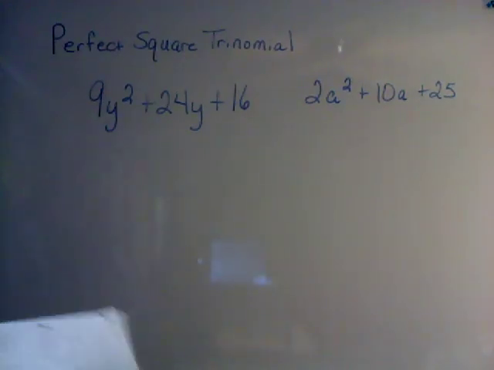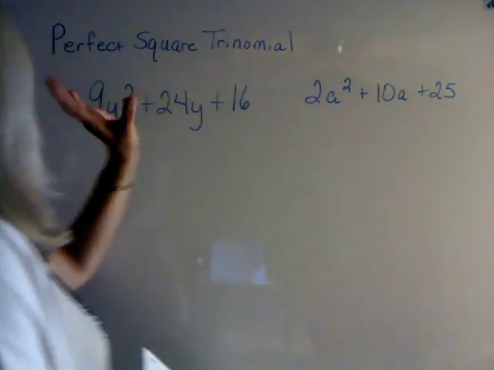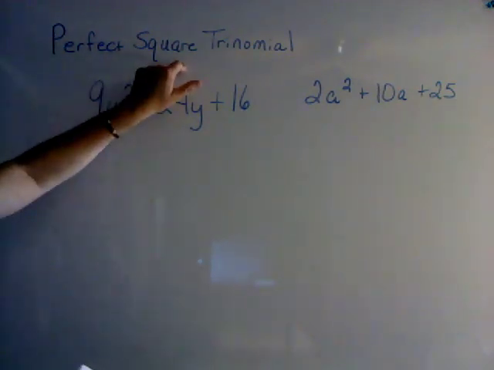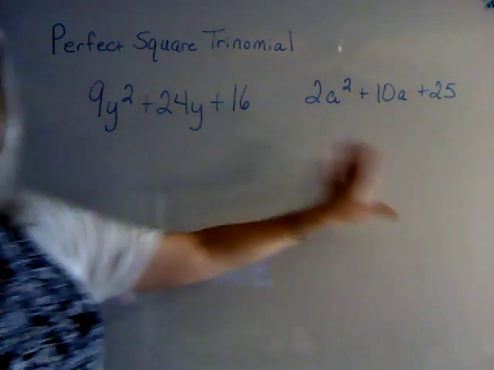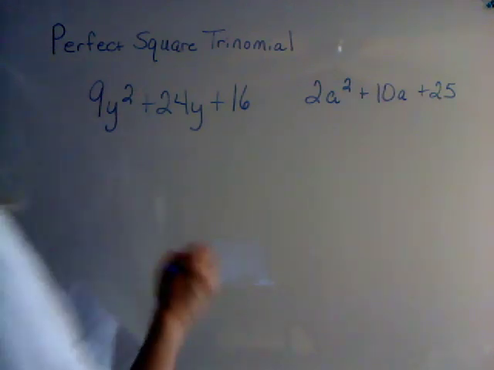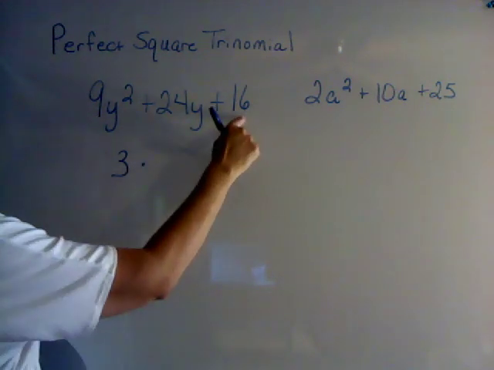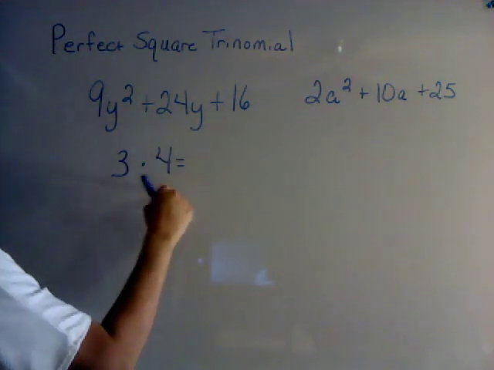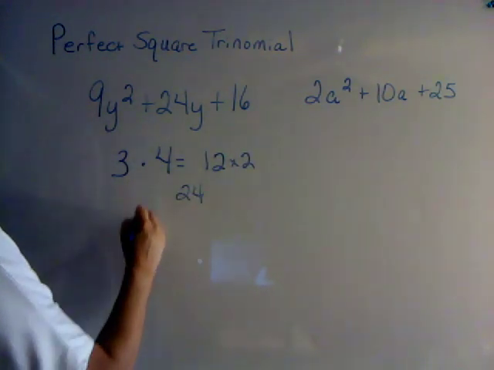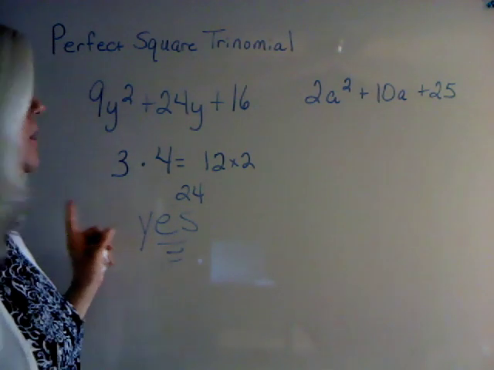Okay, I have two trinomials. We don't know yet if they're perfect square trinomials, and I want to determine if they're perfect squares. So let's follow our rules. Now, I've erased the rules. You should have the rules in your notebook, or on the side, or in your examples. So the square root of 9 is 3, times the square root of 16, which is 4, and 3 times 4 is 12. And if I multiply that by 2, then I get 24. So my answer is yes. This is a perfect square trinomial.